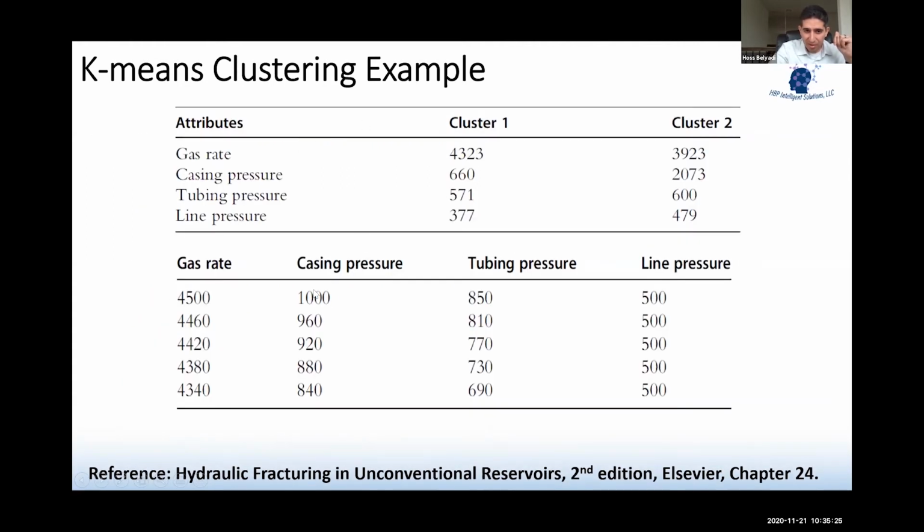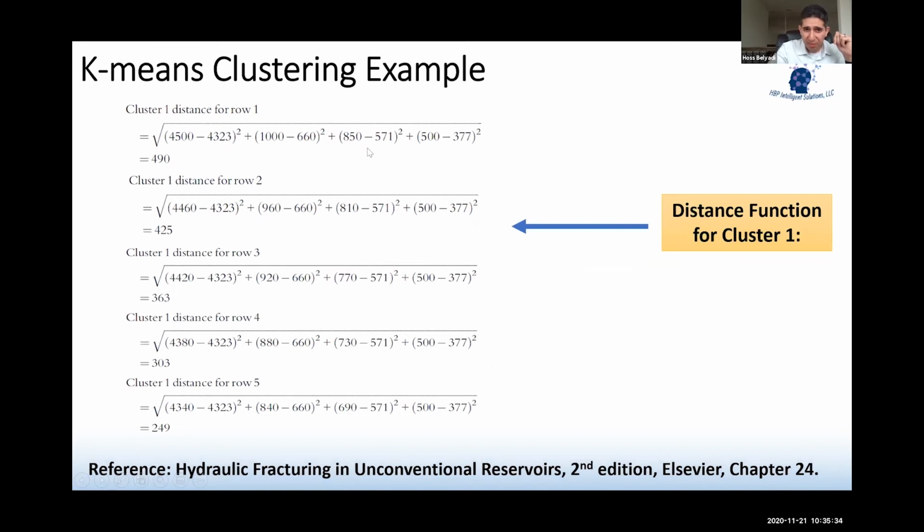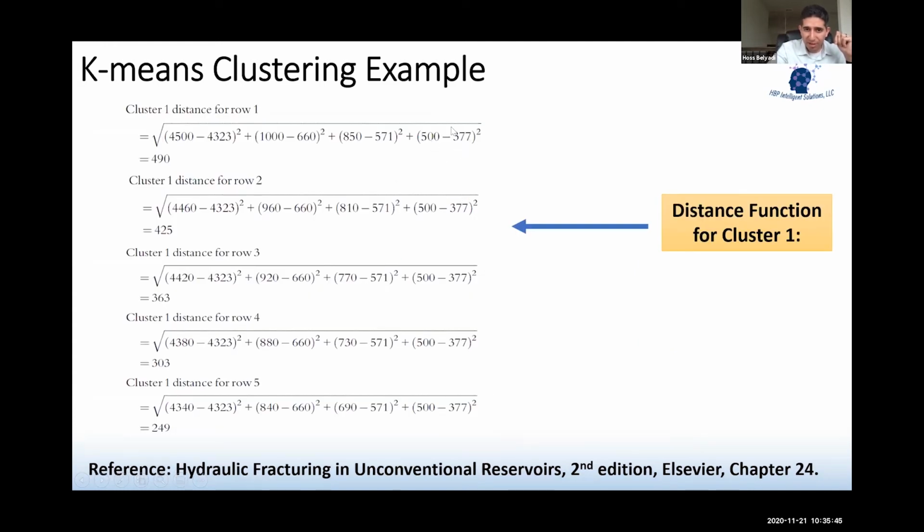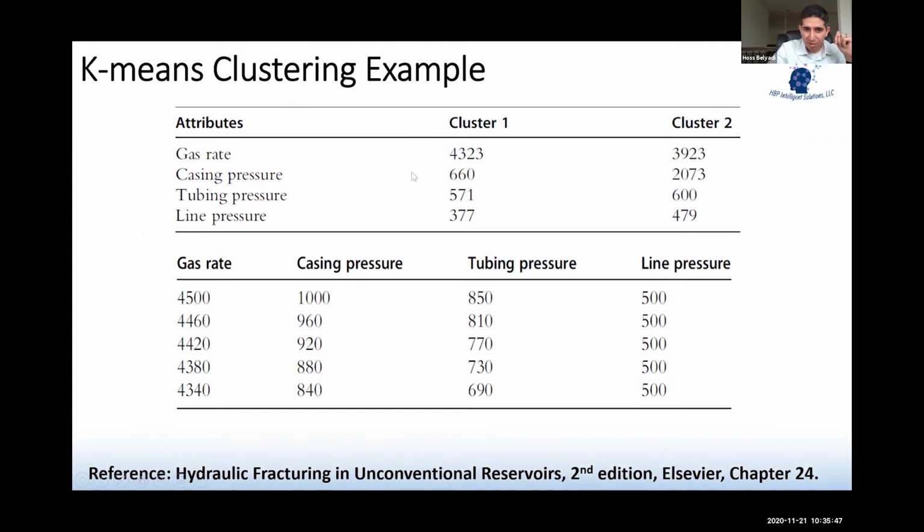Here's the next thing: 1,000 minus 660, plus 850 minus 571 squared, plus 500 minus 377 squared. Perfect sense, right? You're trying to calculate the distance between each new row that you're given versus cluster 1.